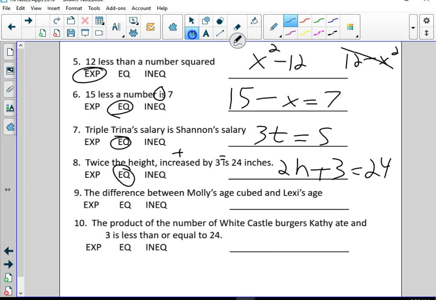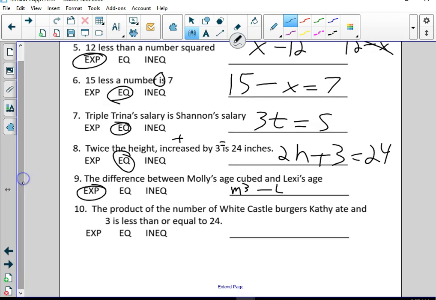The difference. So right off the bat, we know we have a subtraction problem. The difference between Molly's age cubed and Lexi's age. When we have a problem like this, we just go in order. So Molly's first. So Molly's age cubed and Lexi's age. Very good. That's an expression because there's no equal sign.